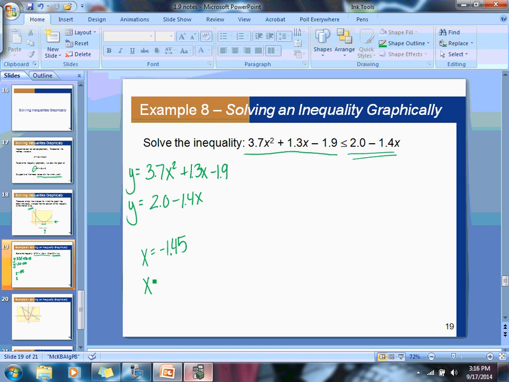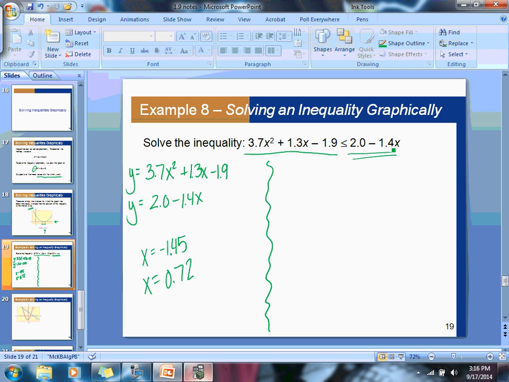So if I round that, x will be 0.72. So those are my values for x. Now, the other way that I can do this is I can set the whole inequality equal to 0.